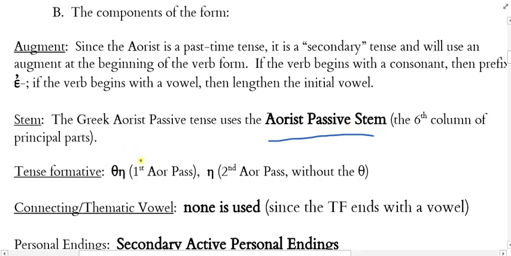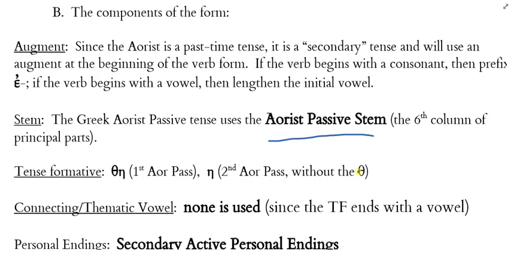Okay, we use tense formatives for the aorist passive. Theta eta is our tense formative for the first aorist passive. Second aorist passive just uses the eta of the theta eta, so the theta is dropped. And I may have mentioned this on an earlier occasion, but when we're dealing with the second of a tense form compared to the first of it, the second is always lacking something that the first has. Think first aorist active, sigma alpha is the tense formative. Second aorist active, what's missing? The tense formative. So there is no sigma alpha at all.